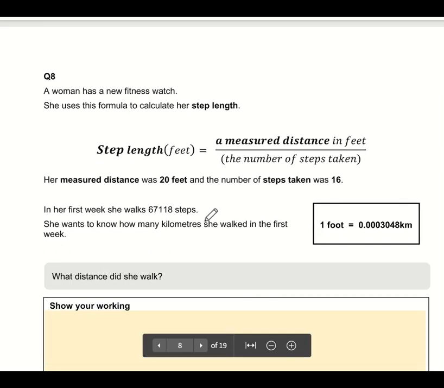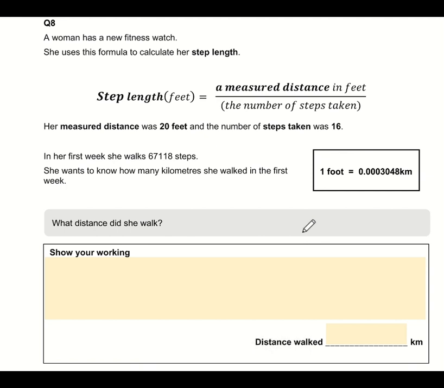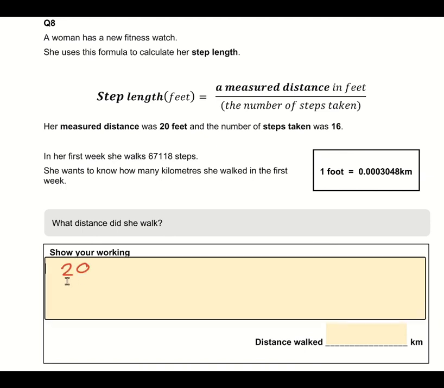Okay, question number 8. What we need to do first of all is work out her step length, which is the measured distance of 20 feet. So that's 20 divided by the number of steps taken, which is 16. 20 divided by 16 is 1.25, and that is the step length in feet.